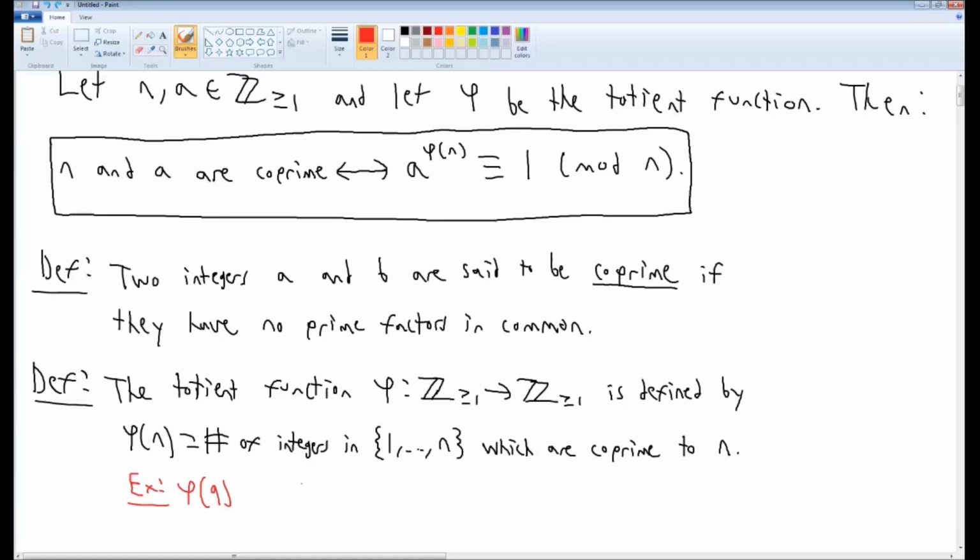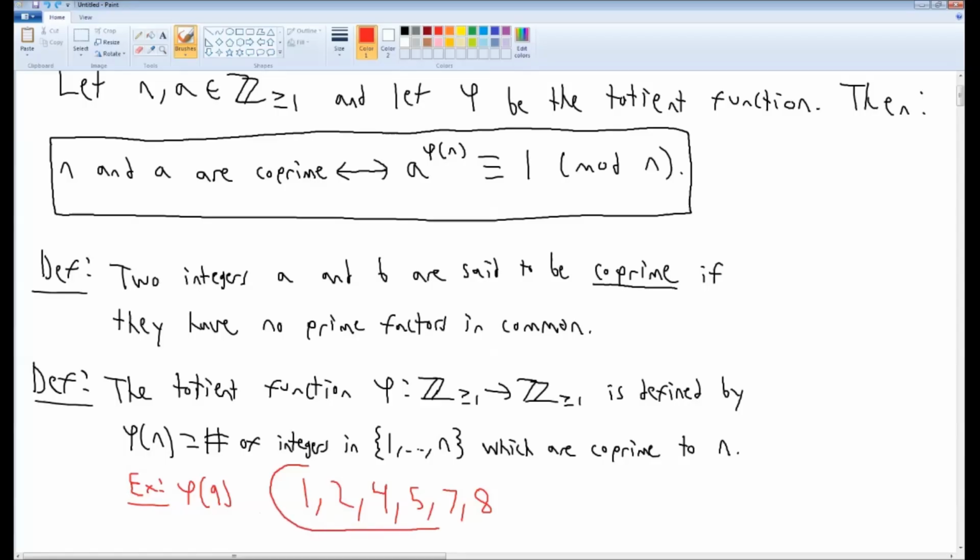So, okay, let's list them out. Well, 1 is coprime to 9 because 1 has no prime factors at all. Remember, 1's coprime to anything. 2's coprime to 9 because the only prime factors of 9 are 3 and 3, so this doesn't have a 3 in it. However, 3 is not coprime to 9 because it has a 3 in it. However, 4 is coprime to 9 because its prime factors are 2 and 2. 5's coprime to 9. 6 is not coprime to 9 because they both have a 3 in them. But 7's coprime to 9, so is 8. And what about 9? Well, 9's not coprime to 9 either because they both have a 3 in them.